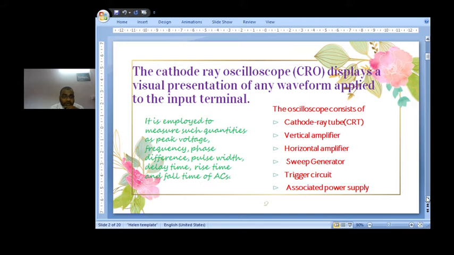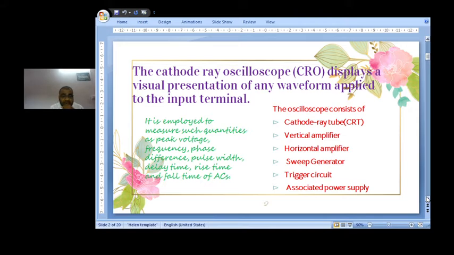सिग्नल को फीड कराएंगे तो उसका वेव फॉर्म कैसा है, जैसा मान लो हाउस होल्ड जो एसी है, तो एक साइनोसॉइडल वेव फॉर्म, साइन वेव है। तो CRO का जो स्क्रीन होगा तो उसमें हम लोग एक साइन वेव देखने के लिए मिलेगा। So basically cathode ray oscilloscope displays the visual representation of any waveform applied to the input terminal.